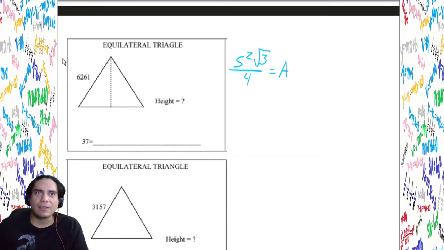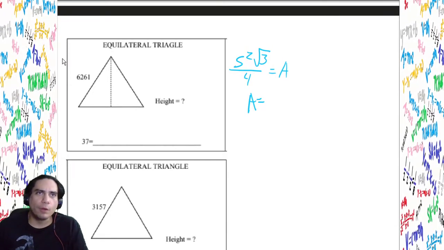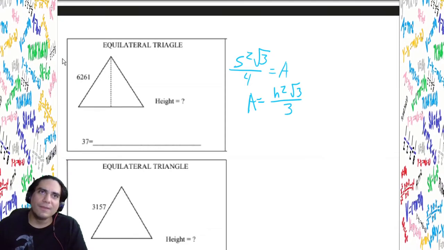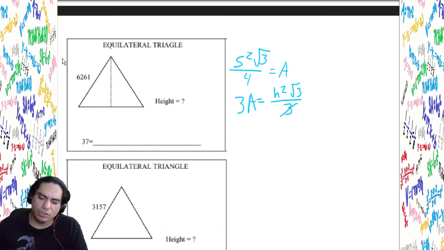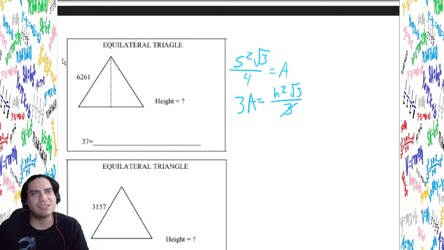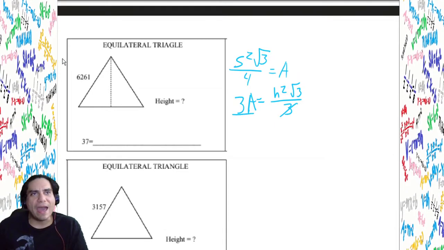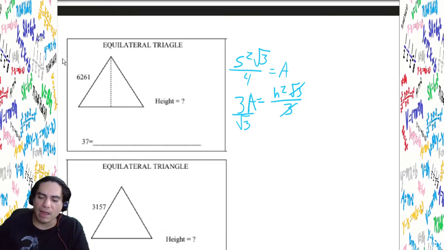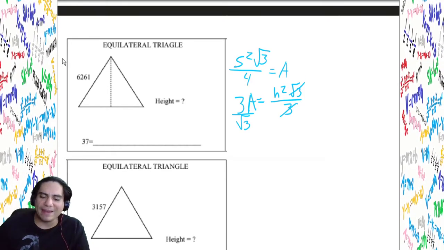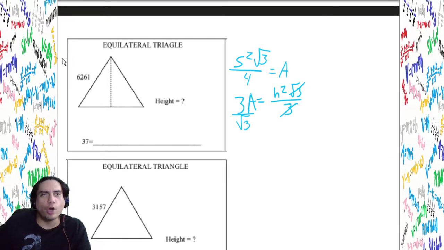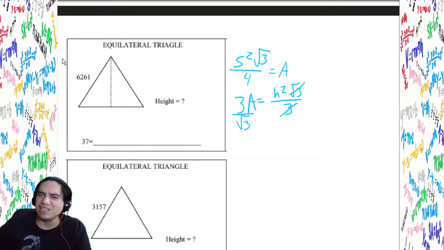We're looking for that height. So we got that area formula for the height squared times the square root of 3 divided by 3. We're going to multiply by 3. That's how we undo that 3. So let's go ahead and hit 3 times. 5.09 times 10 to the 7. Then we're going to divide by the square root of 3 to undo that. Let's hit divide. I got 29,400,000. 2.94 times 10 to the 7.